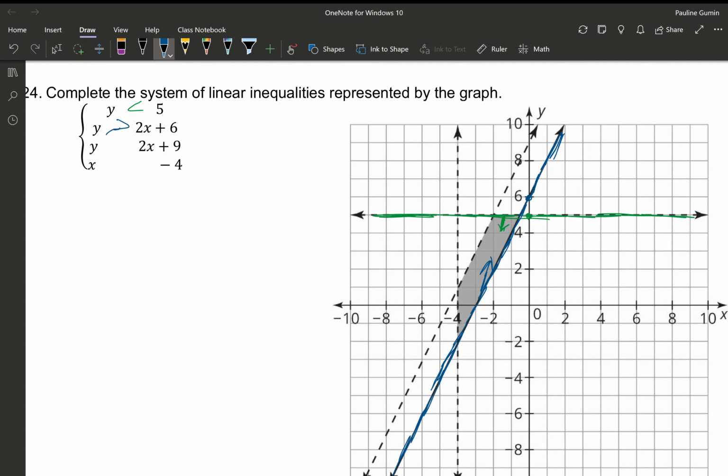The next one has a +9, so that means it's crossing through 9. So that's this line. It's shaded going downwards, so it gets a less than. And our very last line, let's do it. It's this one. It's shaded going to the right, so it's greater than.